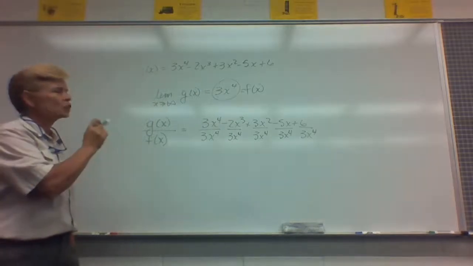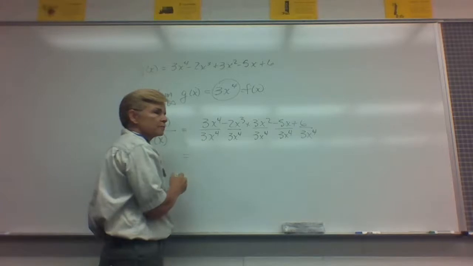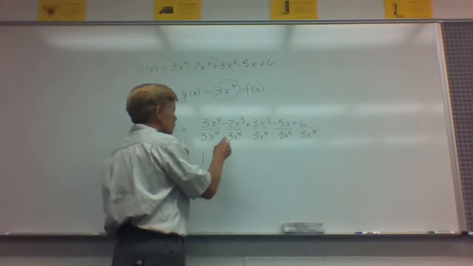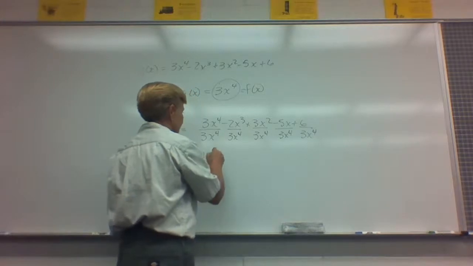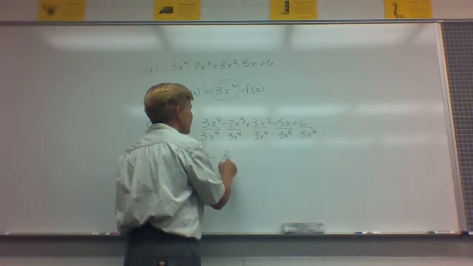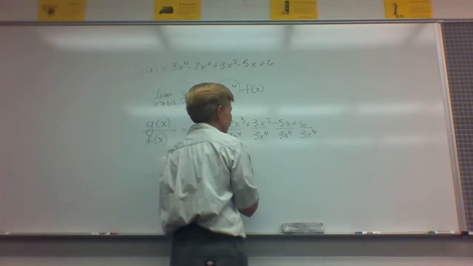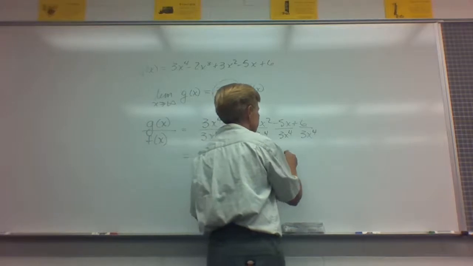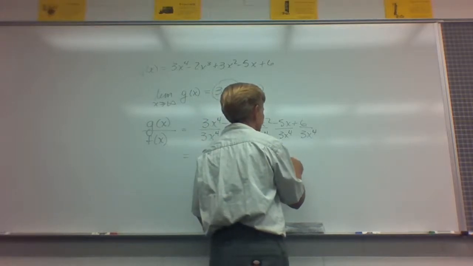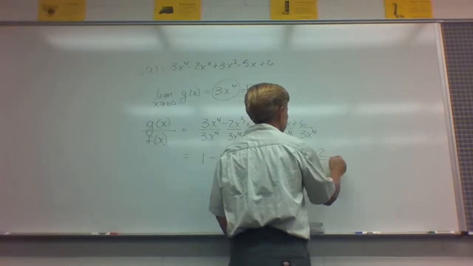Let's simplify each one of these fractions. What does this one simplify to? 1. What does this one simplify to? 2 over 3x, right? What is this one? 1 over x squared. This one? 5 over 3x cubed. And this one? 2 over x cubed. Yes.